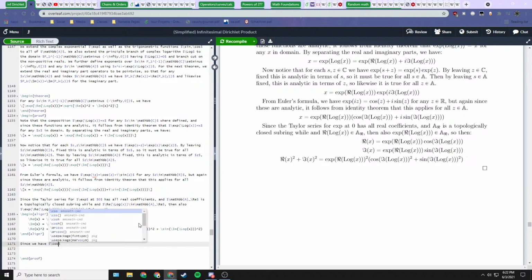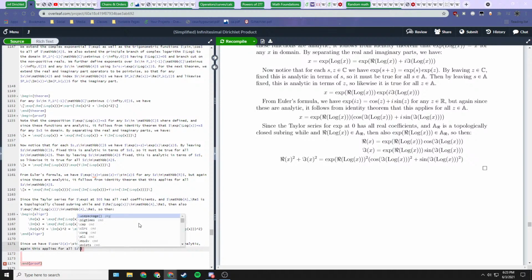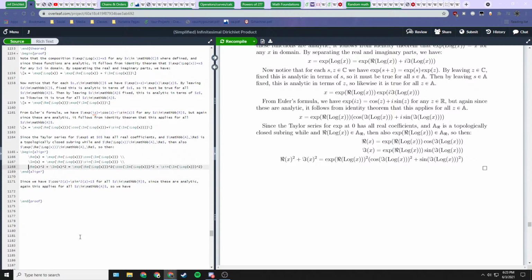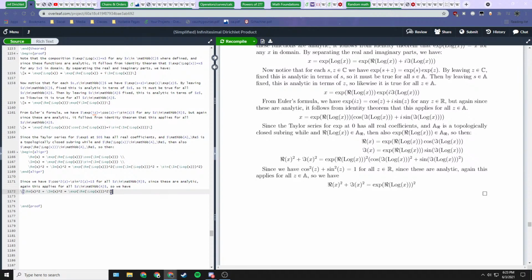Since we have cosine squared Z plus sine squared Z equaling 1 for all Z in the real numbers, and since these are analytic, again, this applies for all Z in A. So we have, this is just that. Okay, wow.